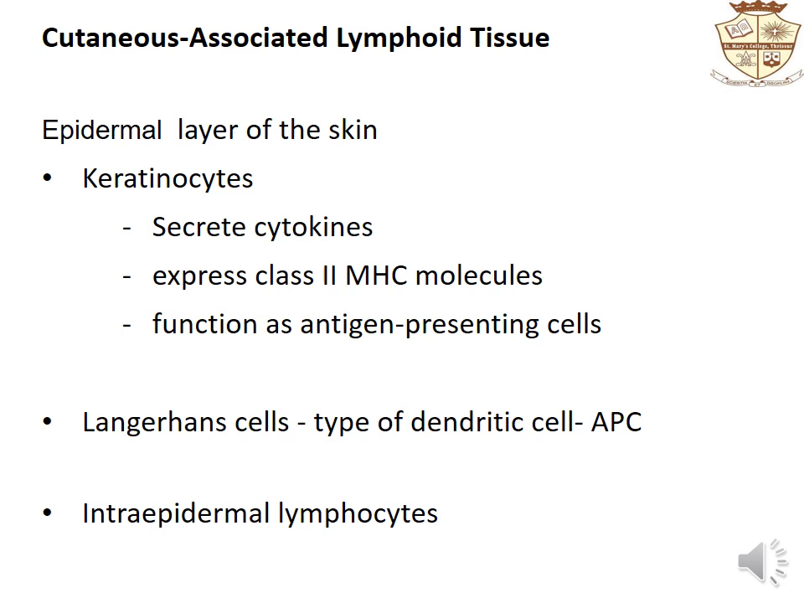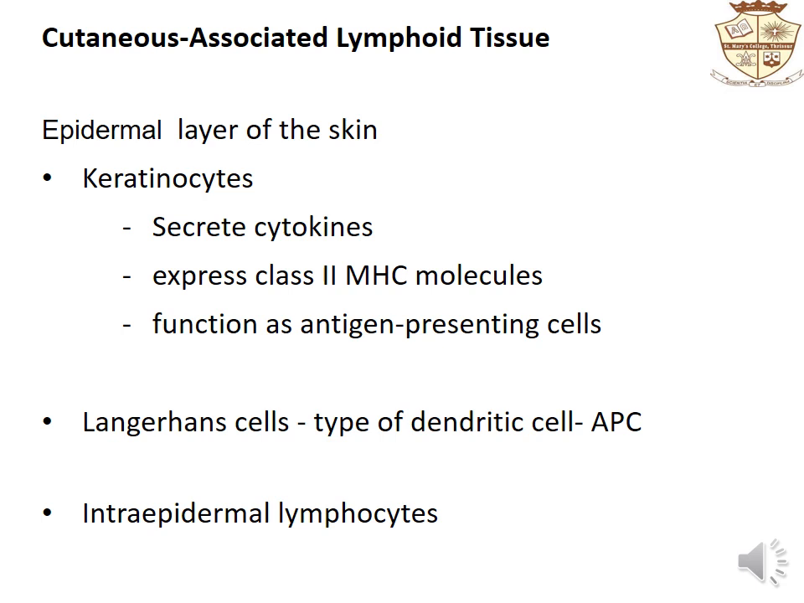The tertiary lymphoid tissue is the cutaneous associated lymphoid tissue. It is present in the epidermal layer or outer layer of the skin. The epidermal layer of the skin contains keratinocytes, Langerhans cells, and intraepidermal lymphocytes. Keratinocytes are specialized epithelial cells which are capable of secreting a number of cytokines. These cells express class II MHC molecules, thereby functioning as antigen-presenting cells. So the keratinocytes can elicit a local inflammatory reaction upon antigen entry.